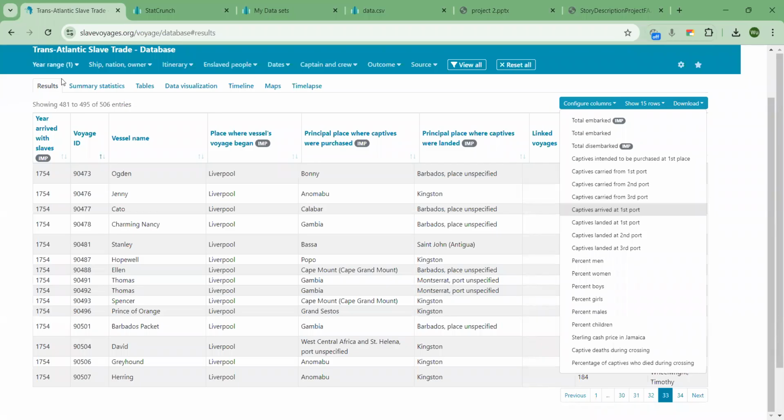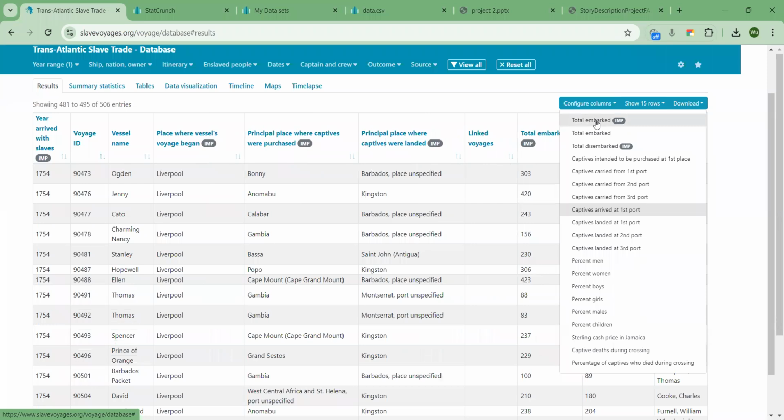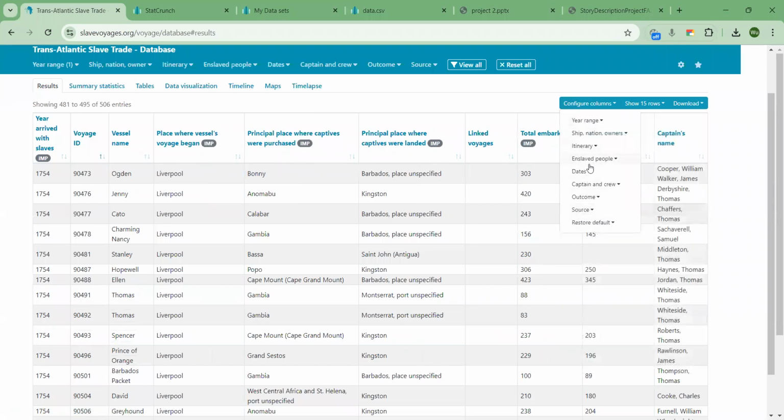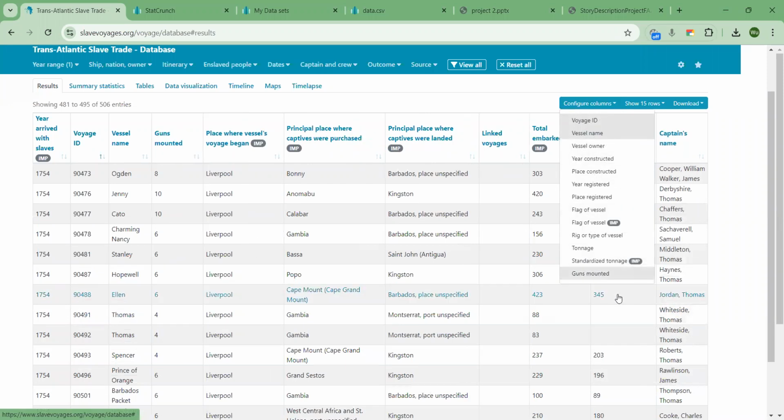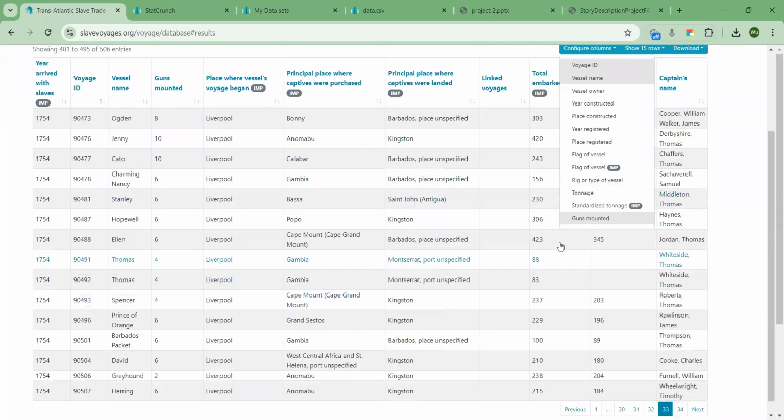All right, so if you're going back to your transatlantic slave trade data, make sure you are choosing the two quantitative variables. So suppose you're doing total embarked, choosing that. And you're also checking, suppose, captives arrived at a first port, or let's see the guns, right, by the ship. So the ship has guns mounted. All right, here we go. Now it has the guns mounted.